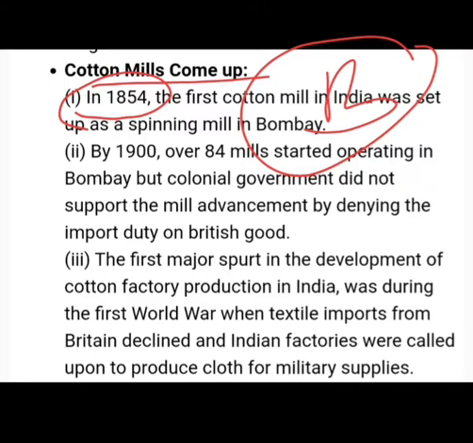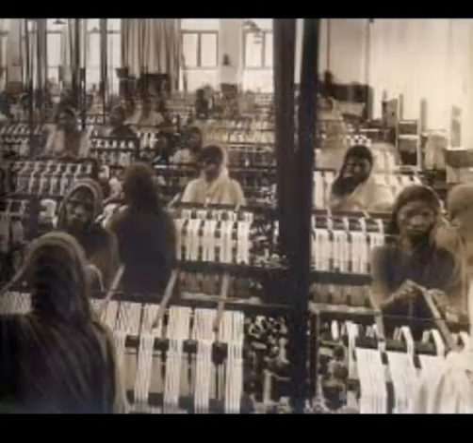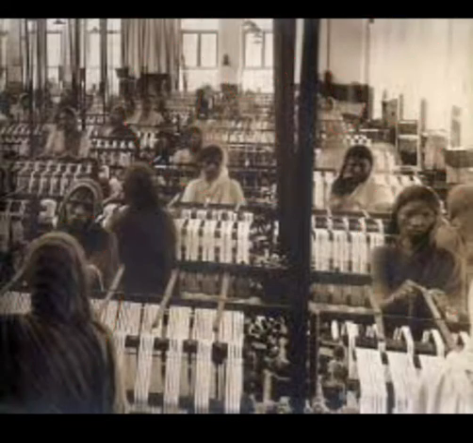Now students, just look at the picture here. Here you can see the women workers, workers in a cotton factory circa, and in which century? 1900. The photograph is by Raja Deen Dayal. Have you observed one thing in this picture? Most workers in the spinning department were women.